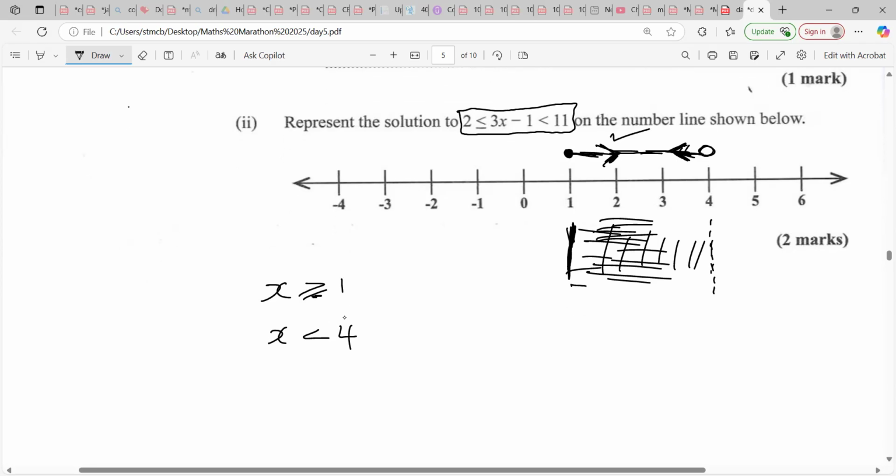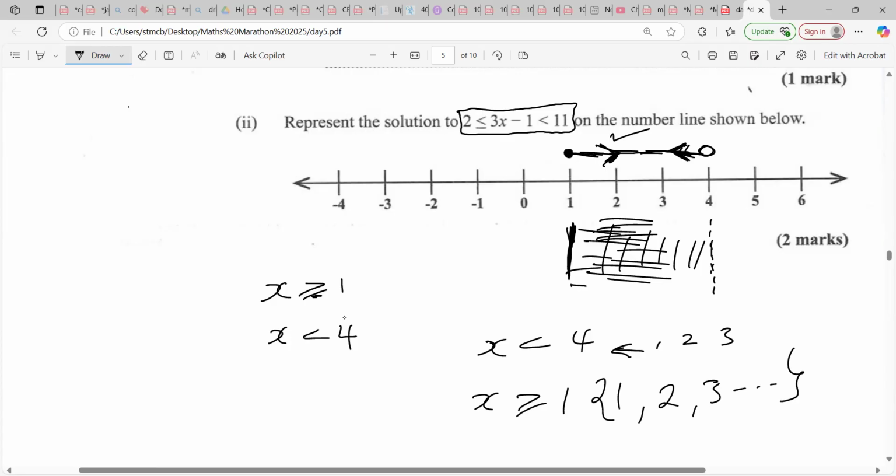But just make a note of that, guys. When it's equal to, it's blocked out. If it's not equal to, then it's open. When it's blocked out, it includes the number. So when it's at 1, 1 is part of the solution. But with less than 4, the number is less than 4, so it would be 3, 2, 1 that are included. With x greater than or equal to 1, we include 1, 2, and we're counting to infinity.